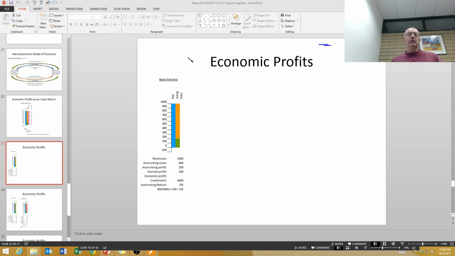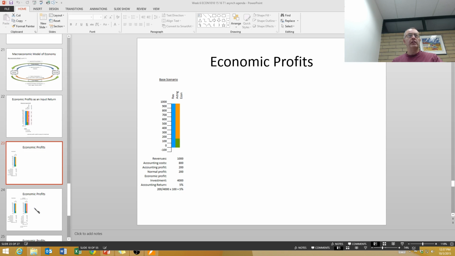Okay, so in our base scenario, we have a business that has revenues of $1,000 per year. So that's the blue line here. There's 0, there's 1,000. In our base case here, we have the accounting perspective. So we have accounting costs of $800, and we have accounting profit of $200. That's that amount here. There's 800. And in this industry, the normal profit is $200. So the way I work this out is I'm saying in this business there's $4,000 invested, and the accounting return is $200. So the accounting return is 5%. That's 200 divided by 4,000 times 100. That's 5%.